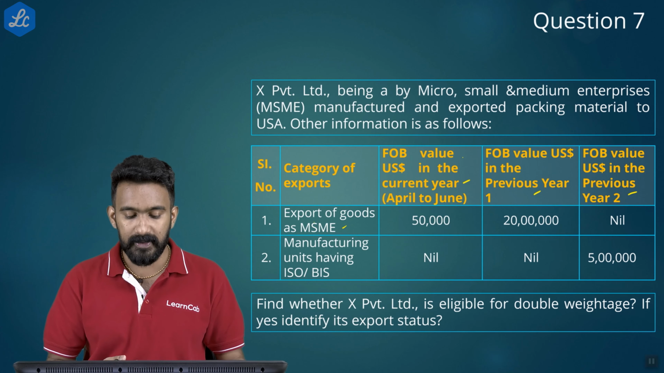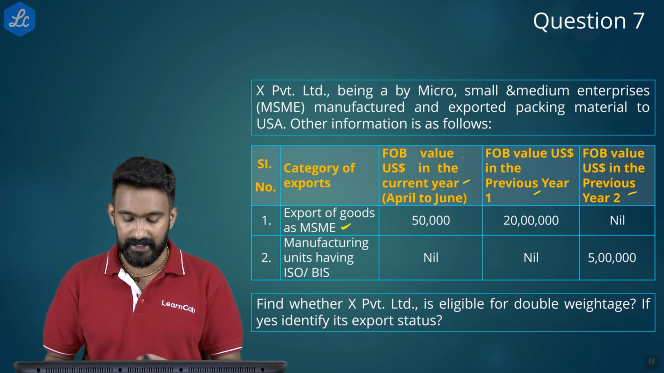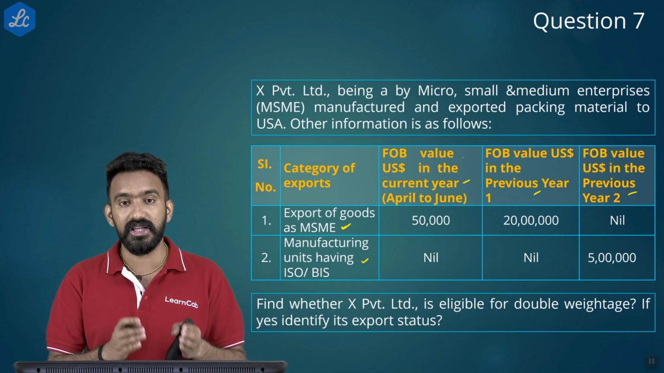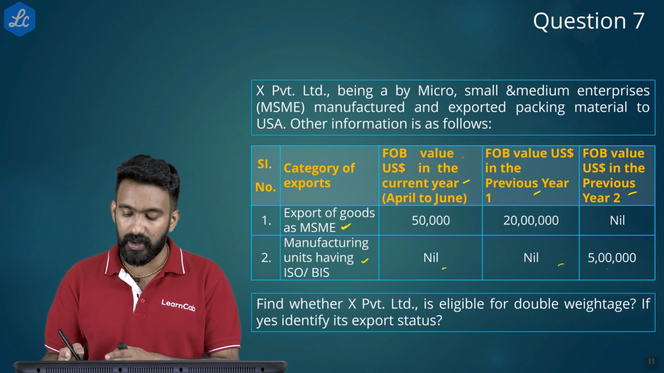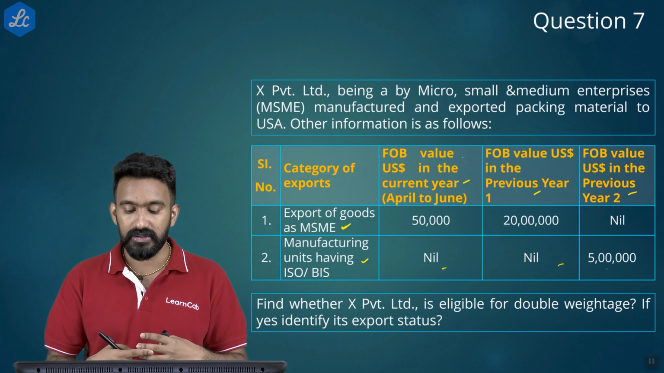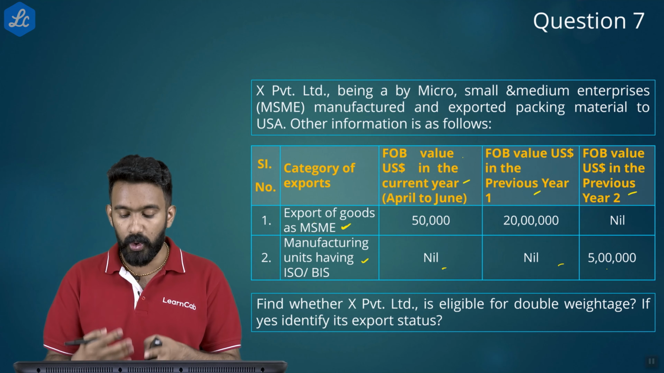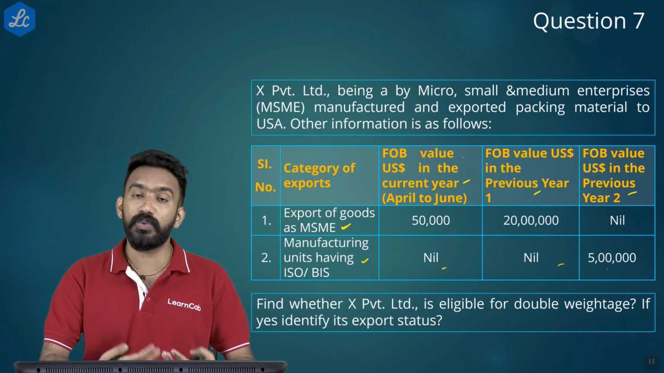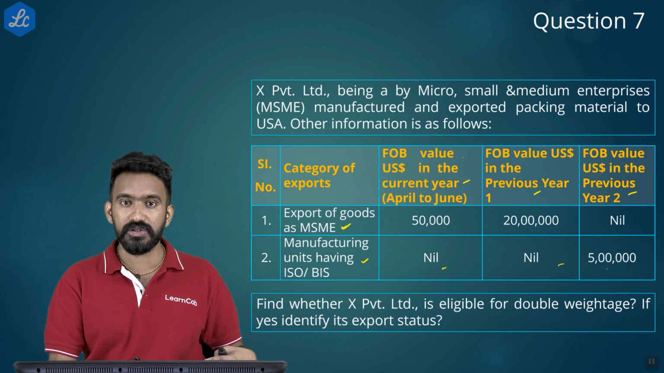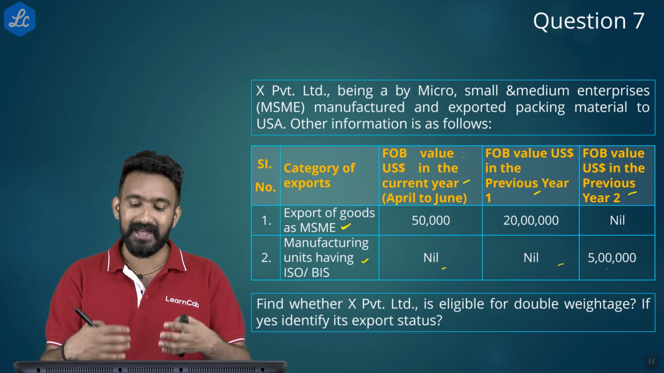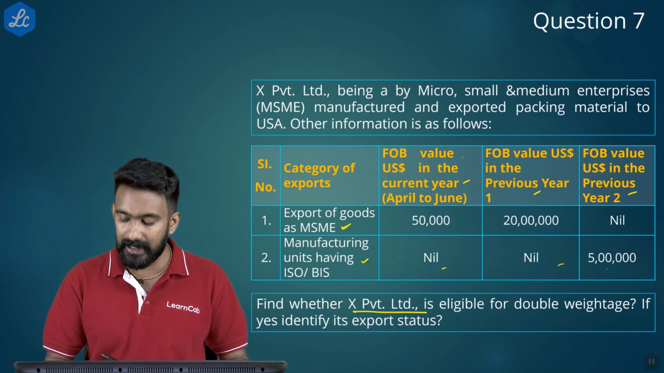So the export category, one is as MSME, so all these years they will get a double weightage. Then manufacturing units having ISO, BIS also will get a double weightage. They have given, in US dollars, the export performance for each year, the FOB value. So both of these cases will get double weightage. With the double weightage you will have to calculate whether they are eligible to be called a 1-star export house status holder. Find whether X Private Limited is eligible for double weightage.